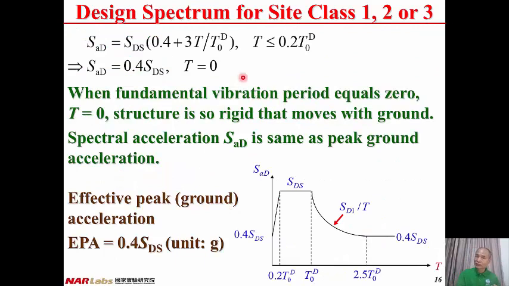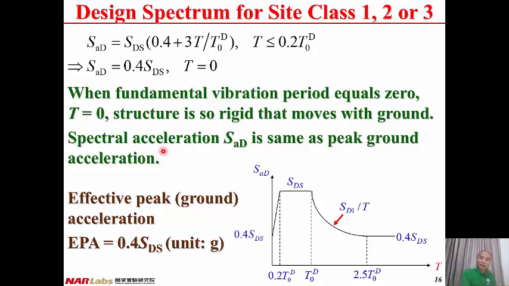Okay, let us consider the first segment. SAD equal to SDS times (0.4 plus 3T divided by T0D). When T equal to 0, SAD equal to 0.4 SDS. Therefore, when the fundamental vibration period is equal to 0, the structure is so rigid that the structure moves with the ground. The structural absolute acceleration is the same as the ground acceleration.